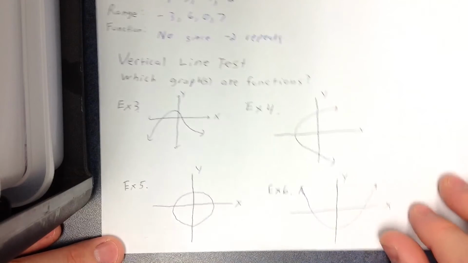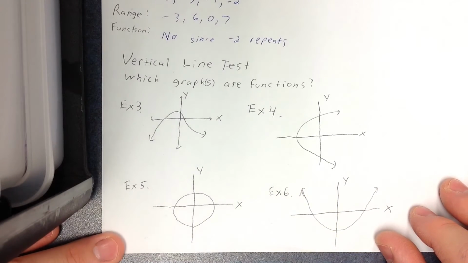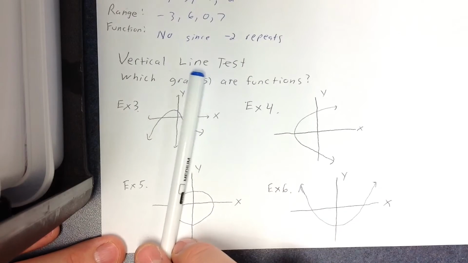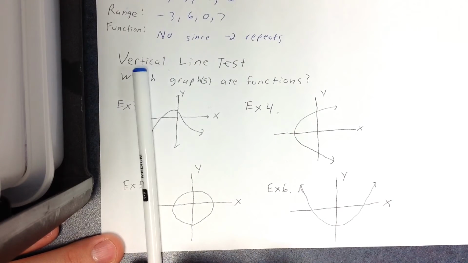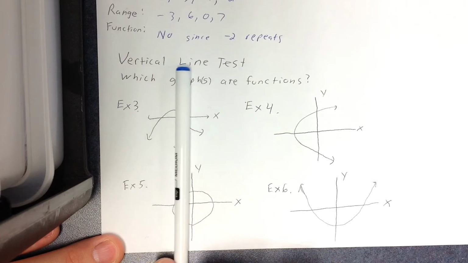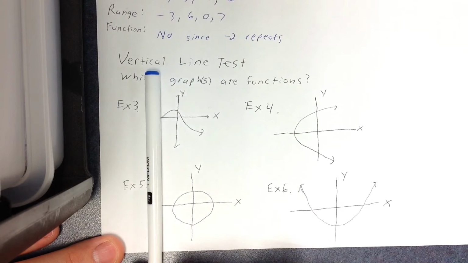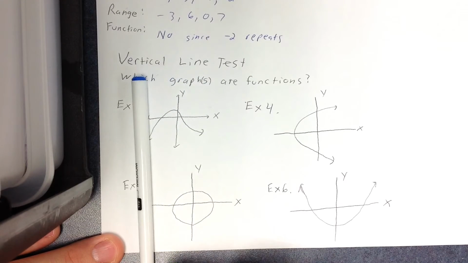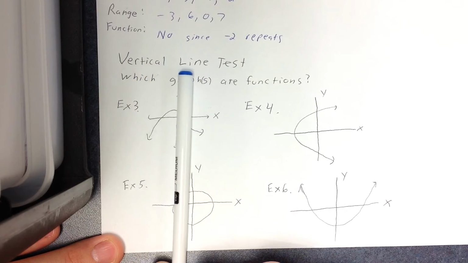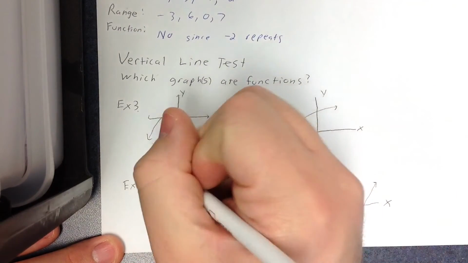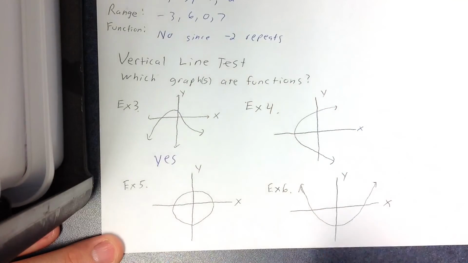Now if I want to look at a graph, we do what's called the vertical line test. And that means basically we hold our pencil or whatever as a vertical line and we move it across the graph. As long as it's only touching the graph at one point as we move it, it is a function. So on the third example here, if I move my pencil straight across, it's only hitting the graph at one point at a time. So that is a function.